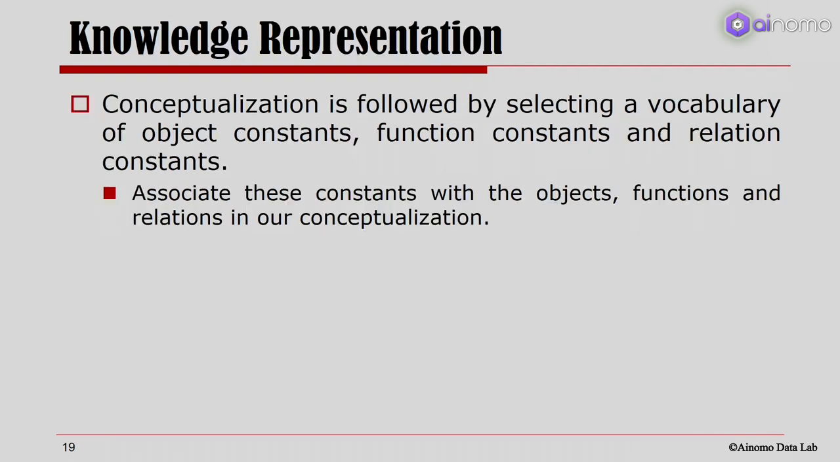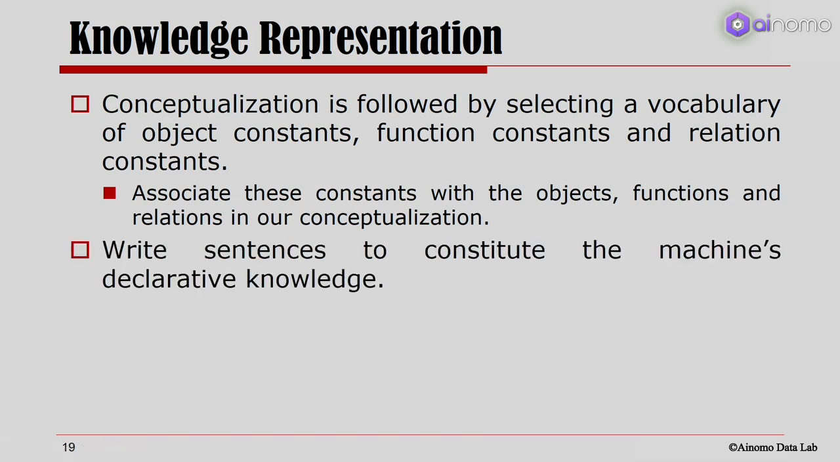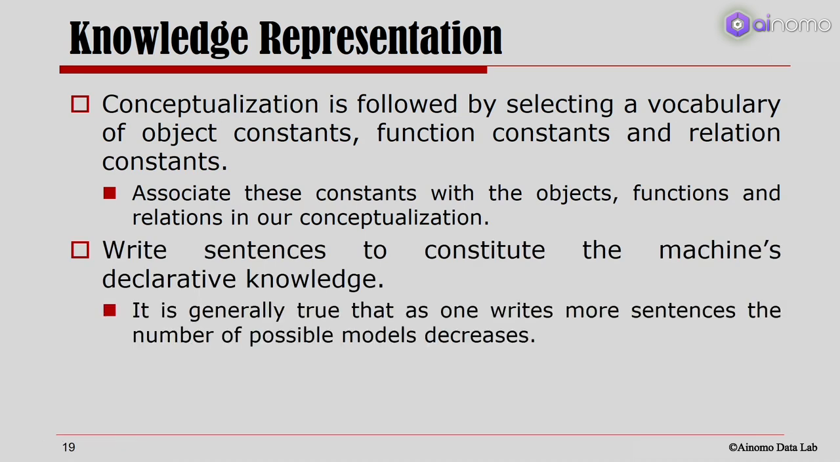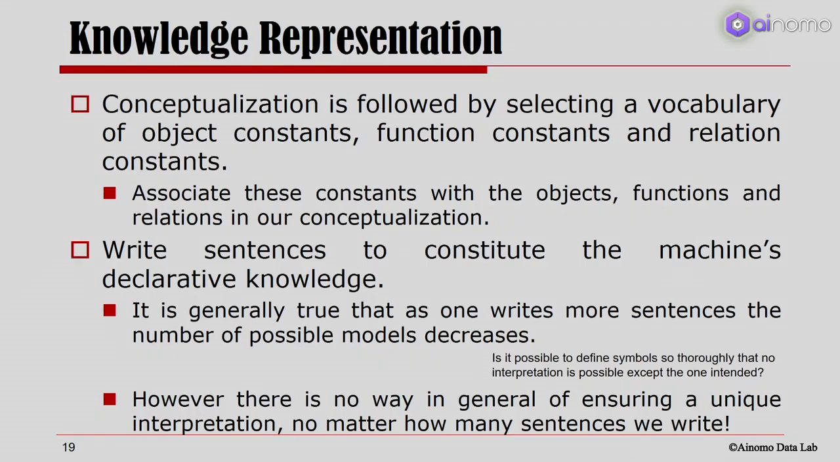So we have seen that conceptualization is followed by selecting a vocabulary of object constants, function constants and relation constants. We associate these constants with objects, functions and relations in our conceptualization. We write sentences to constitute the machine's declarative knowledge. It is generally true that as one writes more sentences, the number of possible models decreases. Now the question is: is it possible to define a set of symbols so thoroughly that no interpretation is possible except the one that's intended? It turns out that this is not the case. There is no way in general of ensuring a unique interpretation, no matter how many sentences we write.